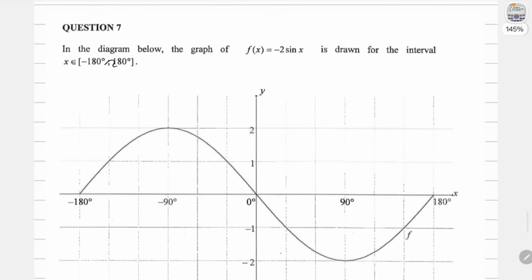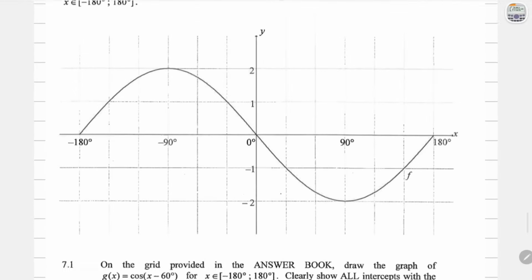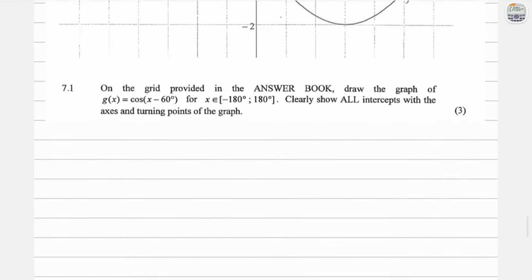Question 7 says, in the diagram below, the graph of f of x is equal to negative 2 sine x is drawn for the interval where x is an element of negative 180 degrees to 180 degrees. And here is our graph. Okay, and 7.1 says, on the grid provided in the answer book, draw the graph of g of x is equal to cos of x minus 60 degrees for where x is an element of negative 180 to 180 degrees. Clearly show all intercepts with the axes.